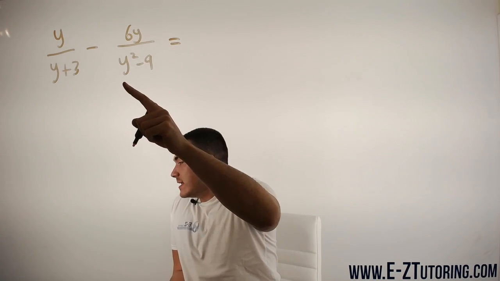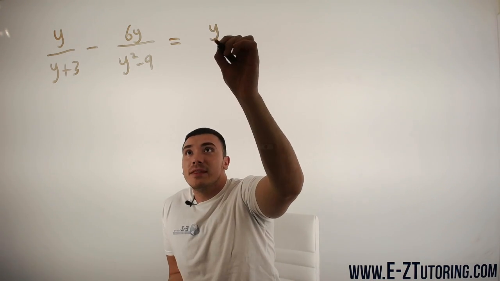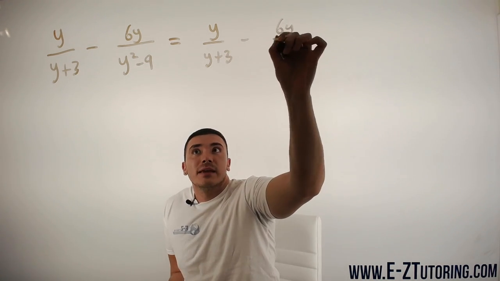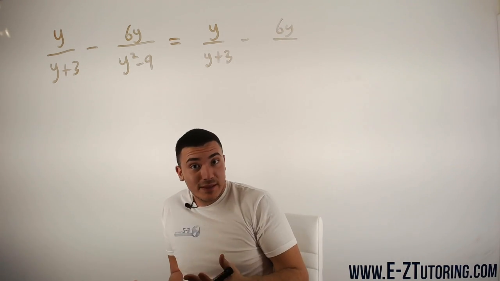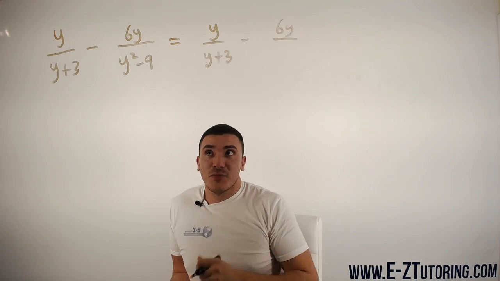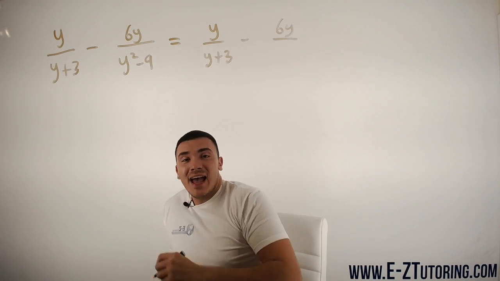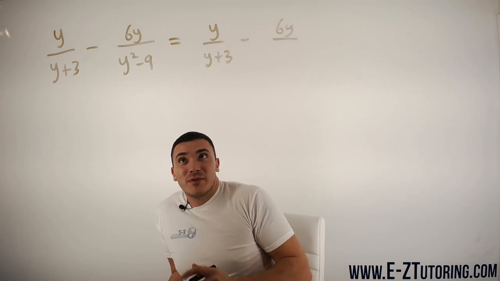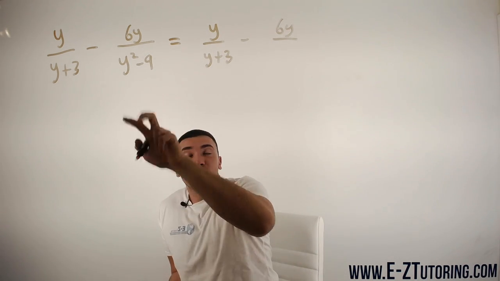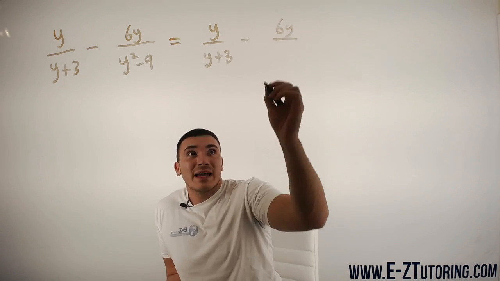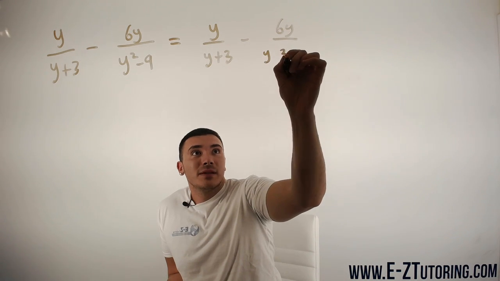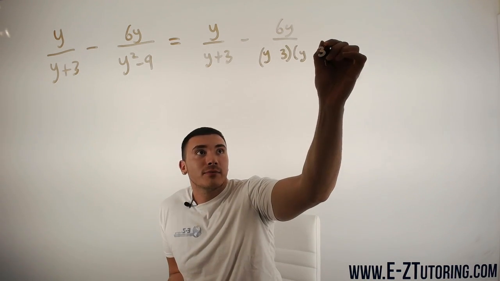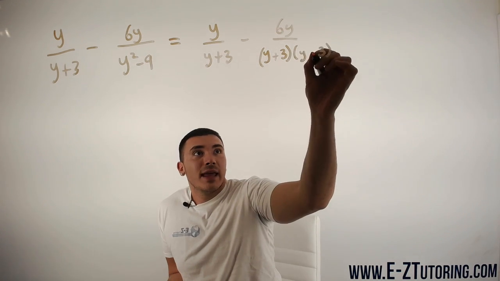We can see that y squared minus 9 is simply the difference of squares. What I mean by this is that y squared is a perfect square: y times y equals y squared. And 9 is a perfect square: 3 times 3 equals 9. Whenever you have the difference of two perfect squares, you can factor it by labeling the squares y and 3, and then putting a plus and a minus.